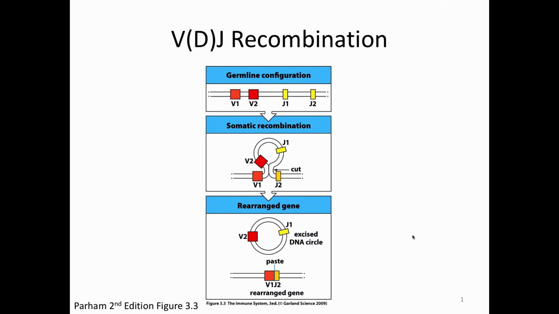Today we are going to continue talking about VDJ recombination as we talk about B-cell development. And really, the two are very closely related because VDJ recombination is happening in B cells as they develop. In some ways, you can think of B-cell development as being the wheres and the whens for VDJ recombination.